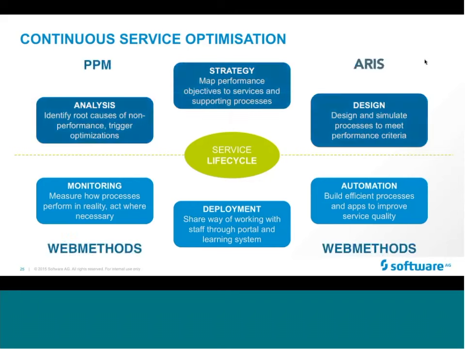Before I go into the example, I just want to point out which products we're talking about here. Obviously it's ARIS for the strategy and design. It's ARIS PPM, Process Performance Manager, that we use to analyze the performance of processes over a longer period of time. And obviously Web Methods is our choice to automate, build, run and monitor our processes.